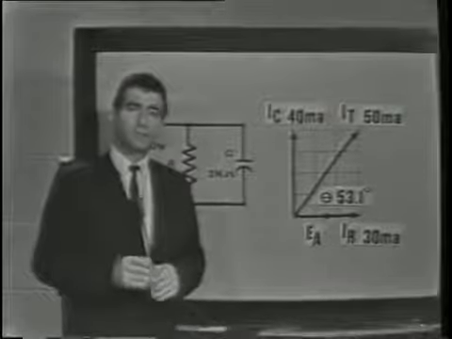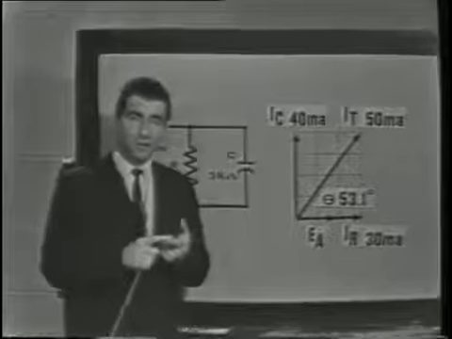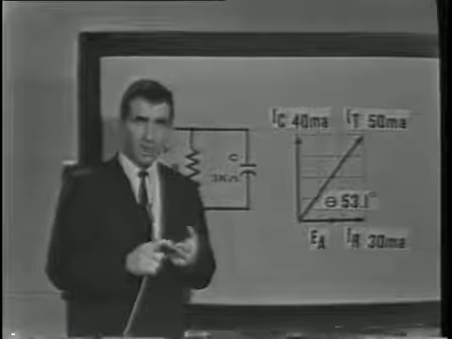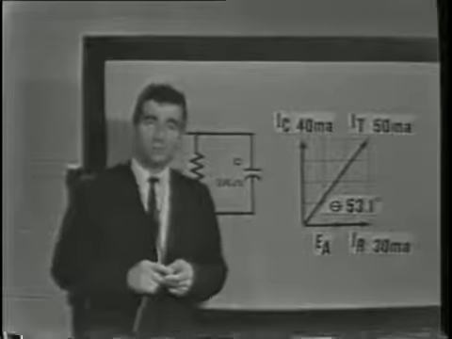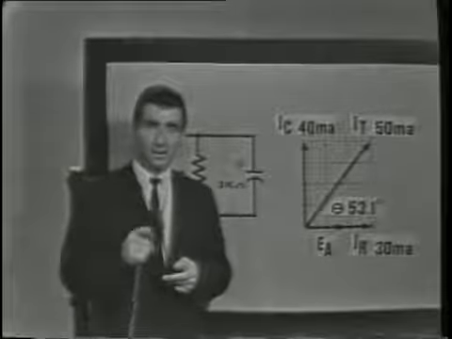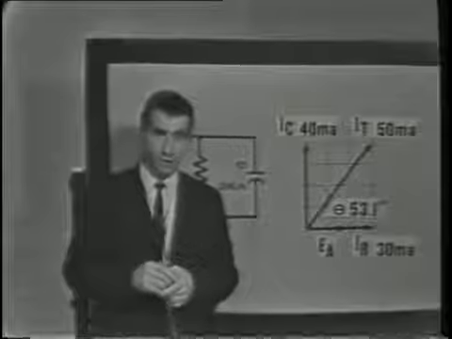Now, these relationships are called the sine, cosine, and tangent, and they may be used to determine the angles of the triangle or the phase angle of our currents. Let's see how these relationships are derived.